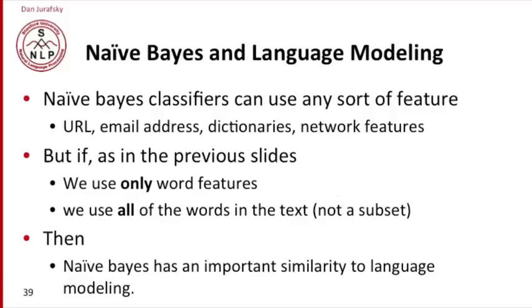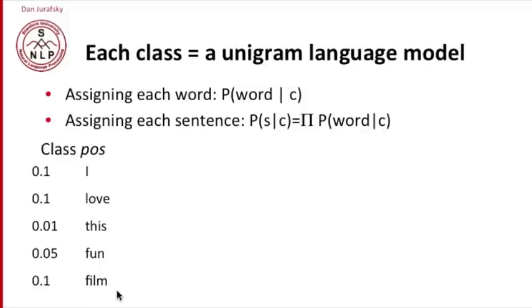Now, in general, naive Bayes classifiers can use all sorts of features, URLs, email addresses. We'll talk about that for spam detection. But if in the previous slide we just use the word features, and if we use all the words in the text, then it turns out that this generative model for naive Bayes gives it an important similarity to language modeling. Naive Bayes turns out to be a kind of language model. And in particular, each class in a naive Bayes classifier is a unigram language model.